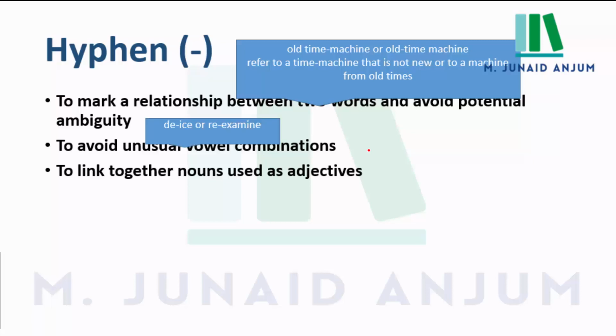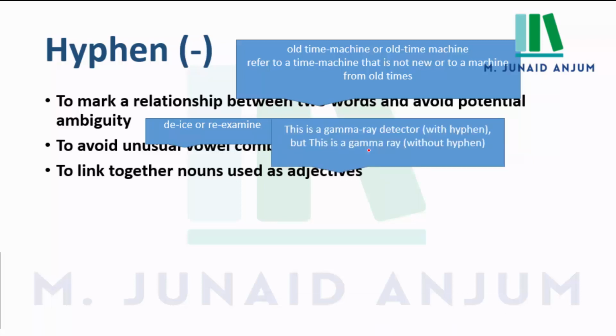De-ice or re-examine: you can see two vowels are coming together. And this is a gamma-ray detector with a hyphen, but this is a gamma ray detector without a hyphen. You can say that this is the machine and this is the ray. So you can see that these two things give two different meanings.